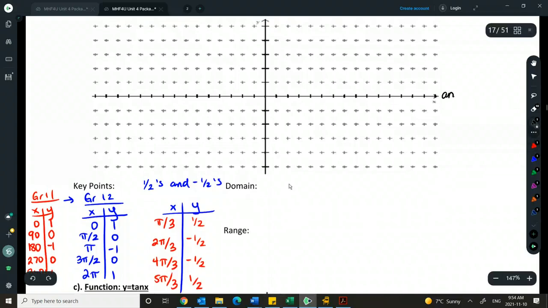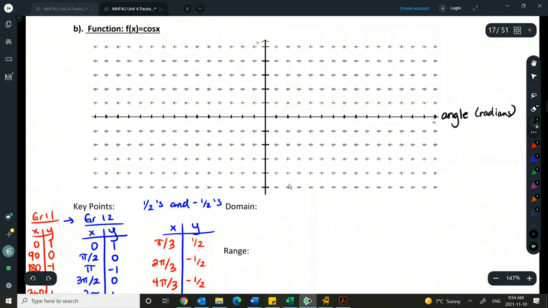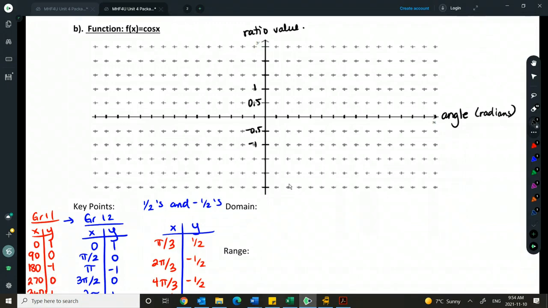Same units of measurement as before. We're going to label exactly the same. So this is going to be our angle in radians. This will be the ratio value when we plug in that particular angle. For cosine, I'm going to make this 1, 1/2, and -1 and -1/2. And then same labels on the x-axis here. We're going to go up by pi over 6s. So just going around that unit circle.